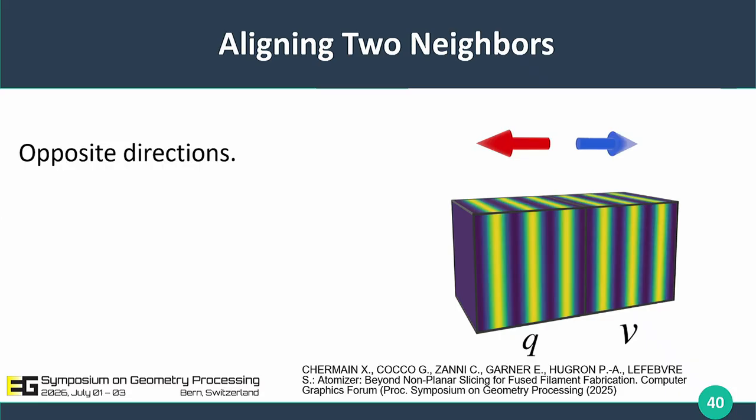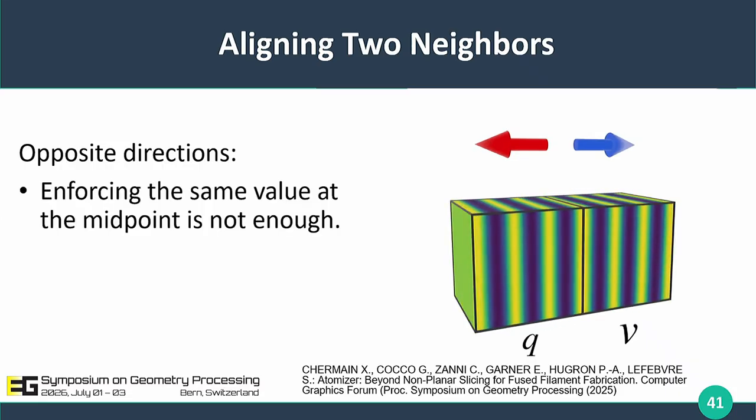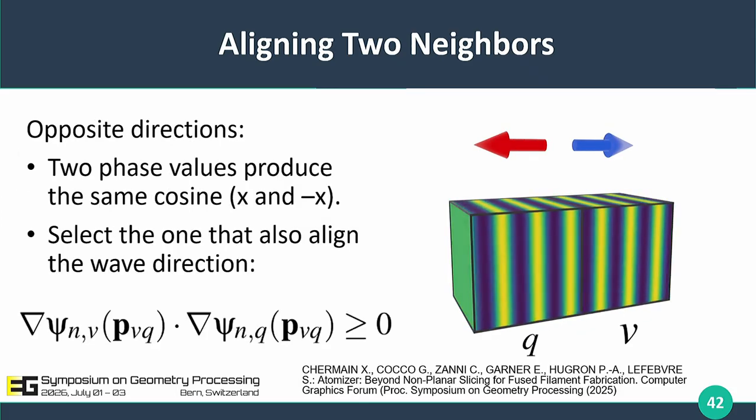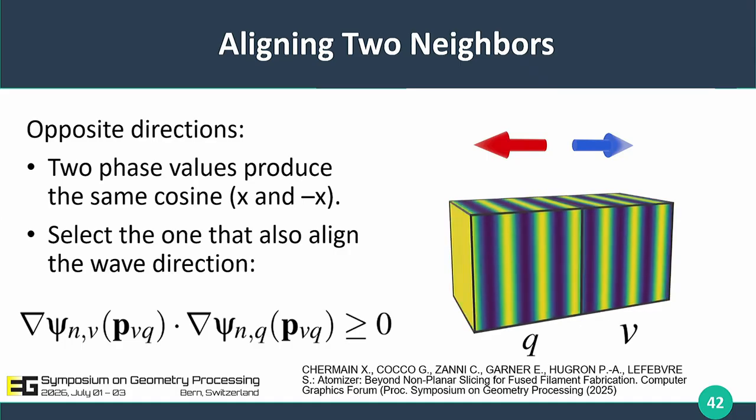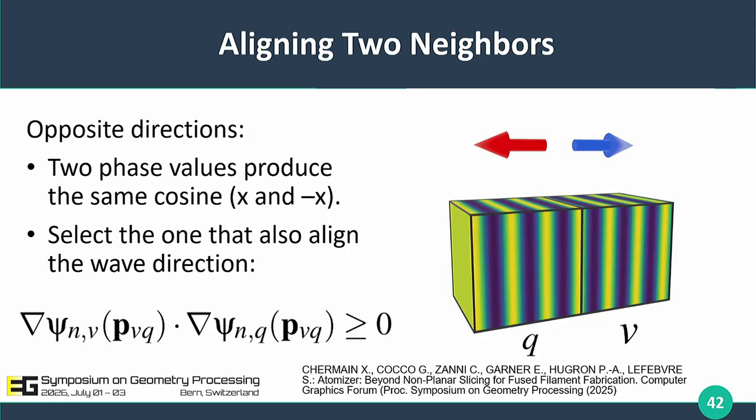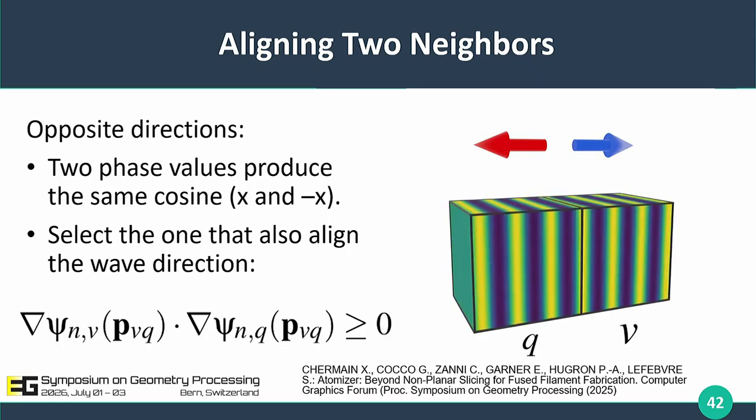Here the waves at first seem almost aligned, but if we shift the phase, we can see they move in opposite directions. This clearly shows how enforcing the same value at the midpoint will not be enough to align waves. However, this is fairly easy to fix, as if we consider it carefully, there will always be two phase values that can produce the same cosine value. And among the two choices, we can select the one that ensures that the wave propagates in a consistent direction as well. And this is essentially why we model all the previous direction fields as rosy.